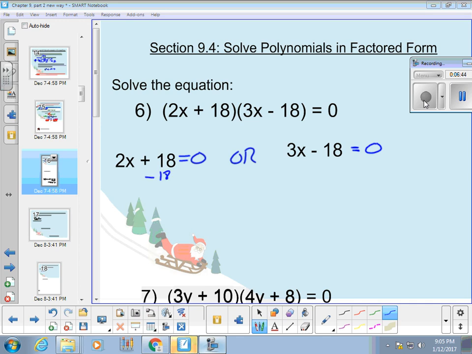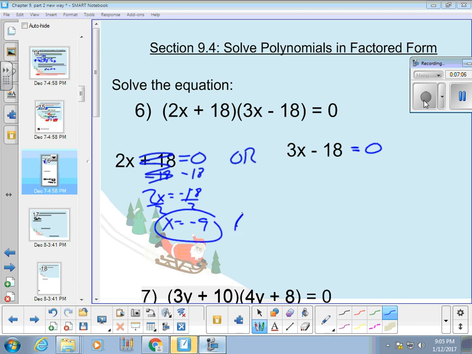I'm going to subtract 18 from both sides. Again, I think it confuses people sometimes when you see the 0 on the one side. Don't let that fool you. Just think of the steps you always do when solving a linear. Inverse operations, right? It says plus 18, so I subtract 18. Then I get 2x equals negative 18. Divide both sides by 2, so x equals negative 9. There's one of my solutions.